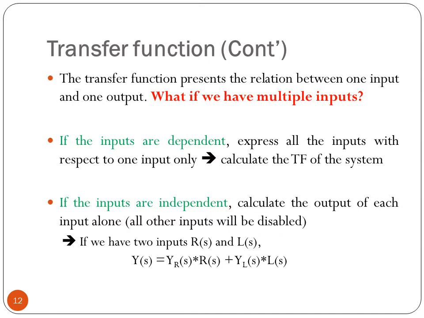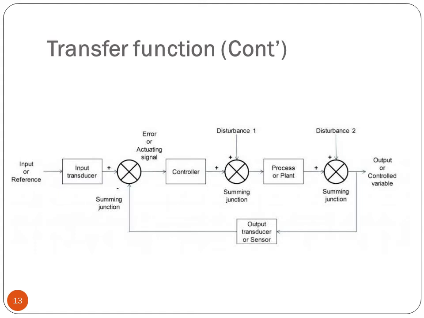Epsilon. Excuse me. Only one input active at a time. So to calculate y r of s, we will have r of s different than 0 and l of s equal to 0. Whereas to calculate y l of s, we will have l of s different than 0, whereas r of s equals 0. Getting to the example, at this level we have three different inputs: the input or reference, the disturbance 1, and the disturbance 2. So the output will be the combination of these three inputs together.